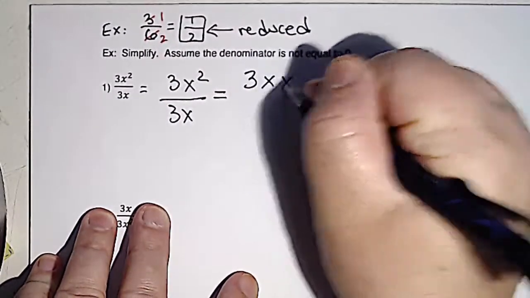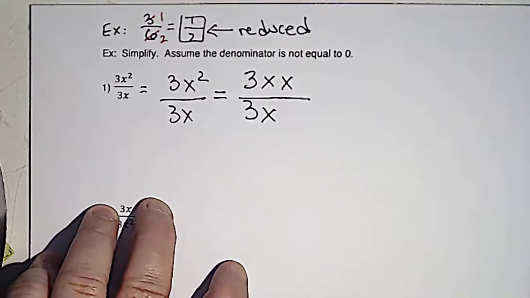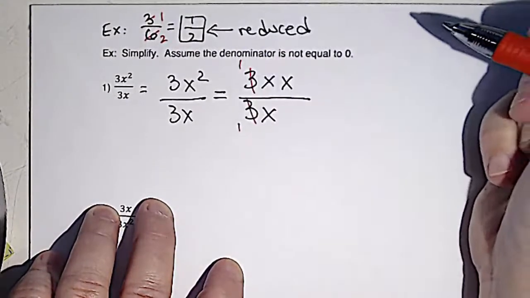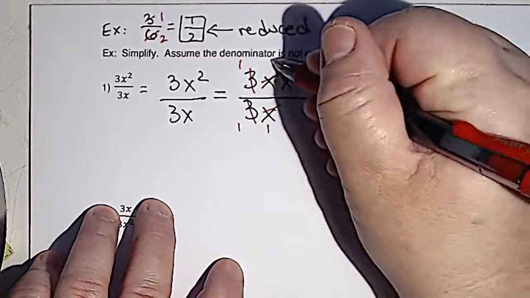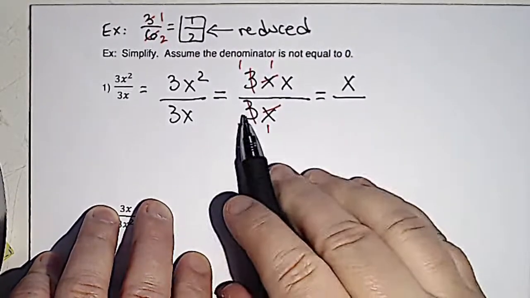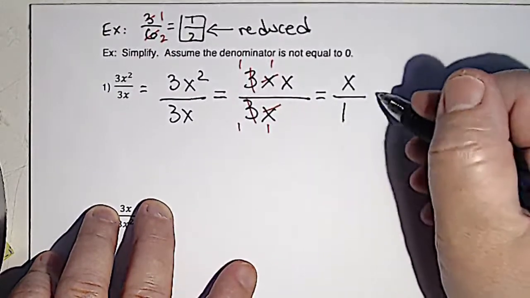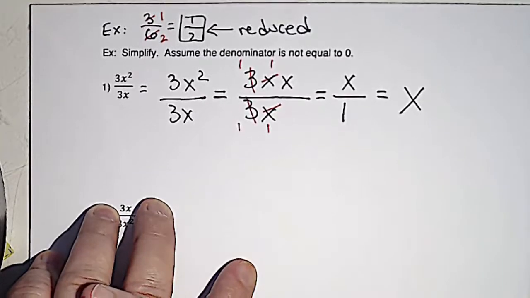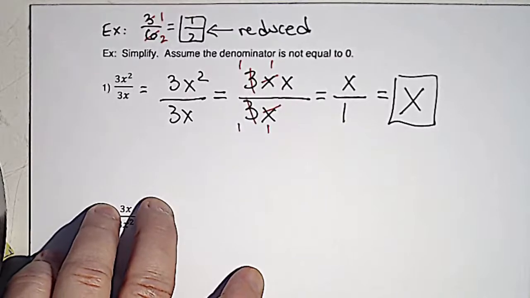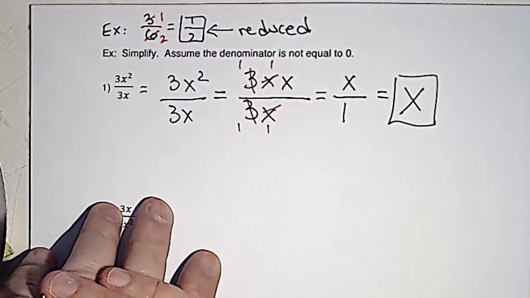And then I'm going to take a look here, and I'm going to see that I've got 3xx all over 3x. And I'm going to realize, wait a minute, the 3's cancel. And one of the x's cancels. And I end up with an x on top. And if everything's gone on the bottom, what's left? You're right, it's 1s. And x over 1 is just x. So we're just going to start reducing. We're going to start canceling. This is a lot like what we were doing with exponents.